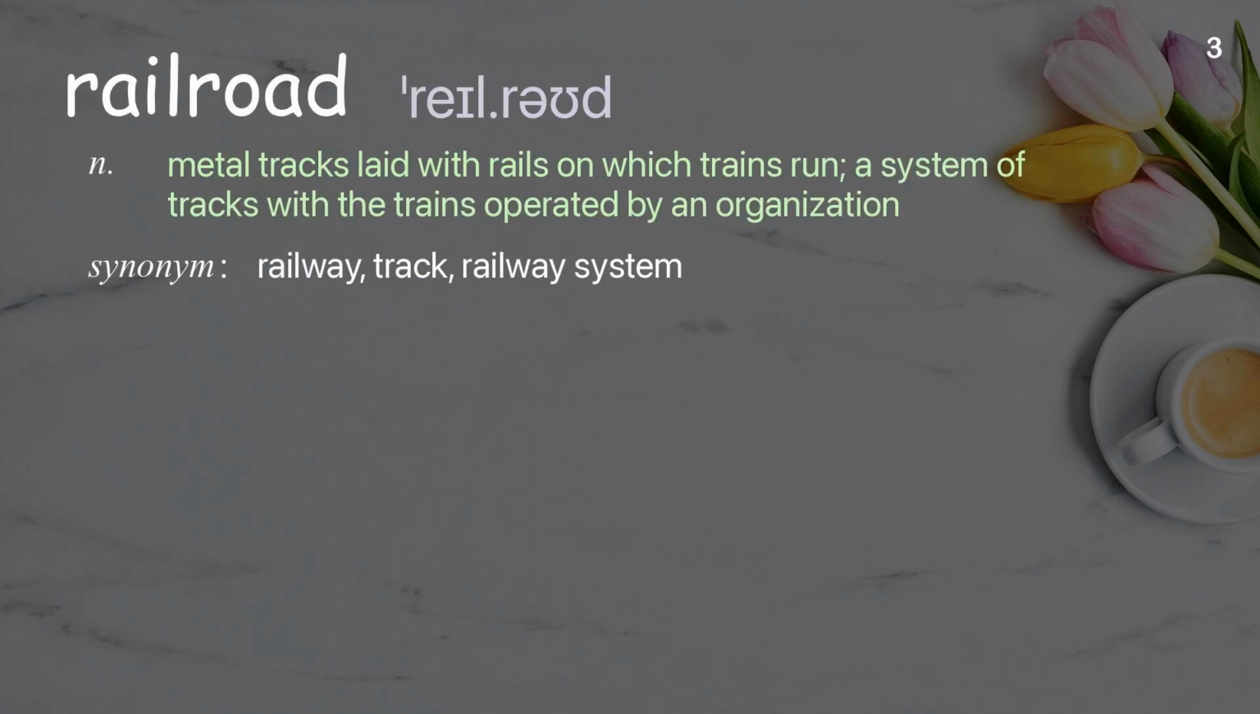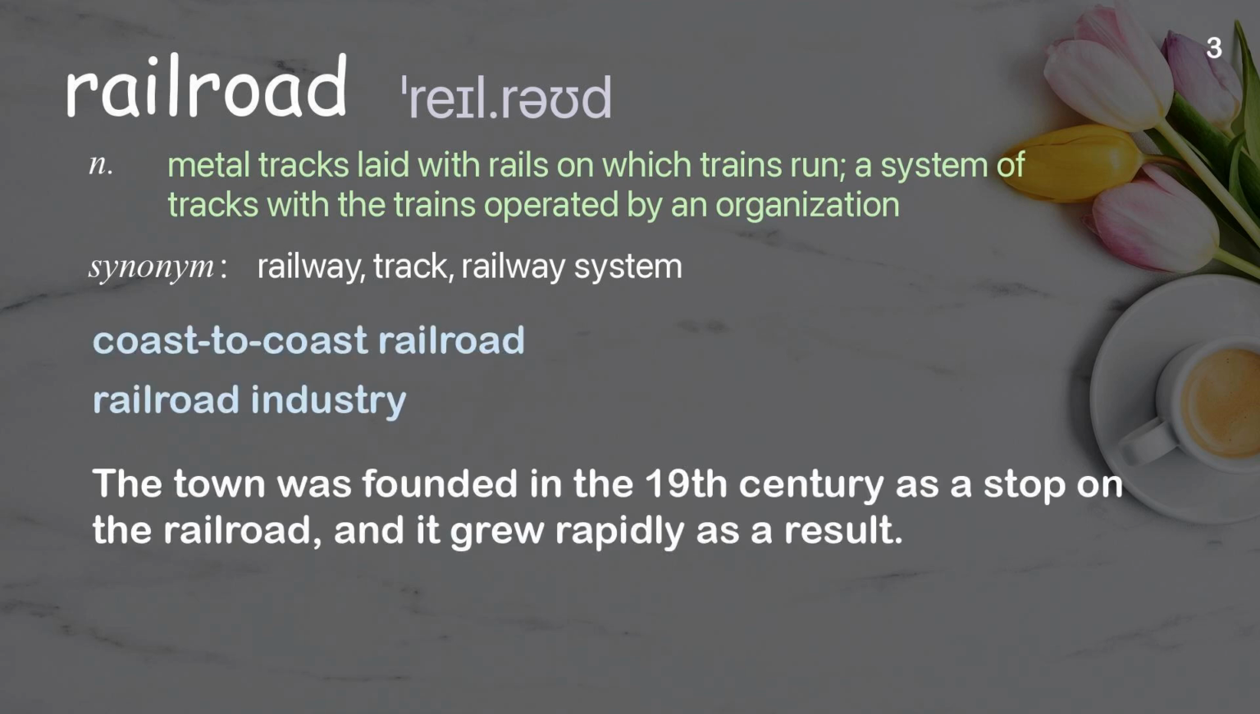Railroad. Metal tracks laid with rails on which trains run; a system of tracks with the trains operated by an organization. Examples: Coast-to-coast railroad. Railroad industry. The town was founded in the 19th century as a stop on the railroad, and it grew rapidly as a result.